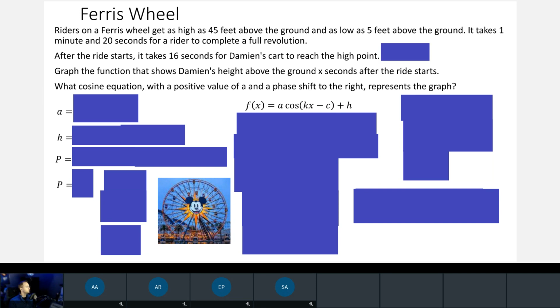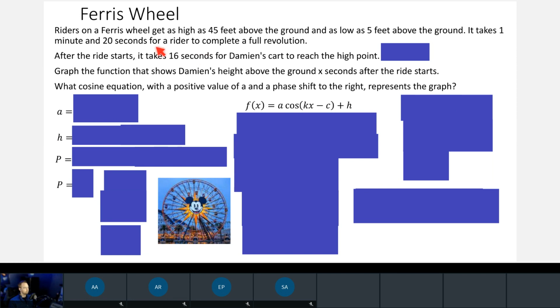All right. It says, graph the function that shows Damien's height above the ground X seconds after the ride starts. What cosine equation with a positive value of alpha and a phase shift to the right represents the graph?